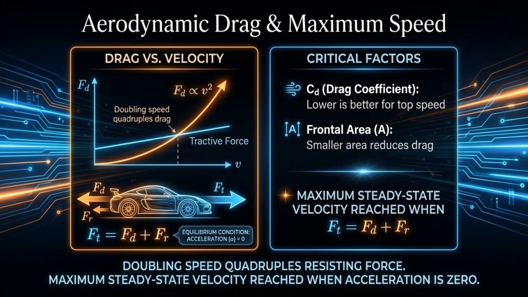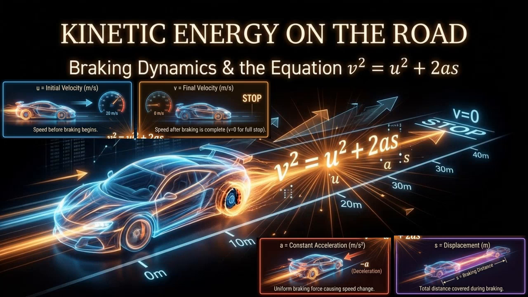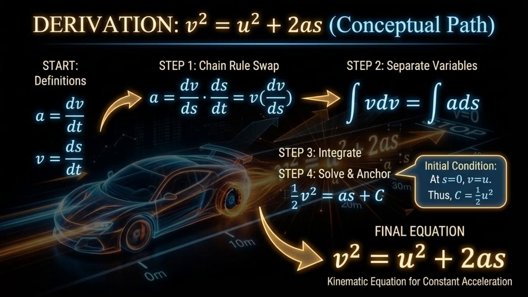The equation v squared equals u squared plus 2as links the final speed to the initial speed, acceleration, and distance traveled without involving time. This equation can be viewed as an energy per unit mass balance for constant acceleration motion. The squared velocity terms represent kinetic energy per unit mass, while 2as represents the work done over the distance traveled.